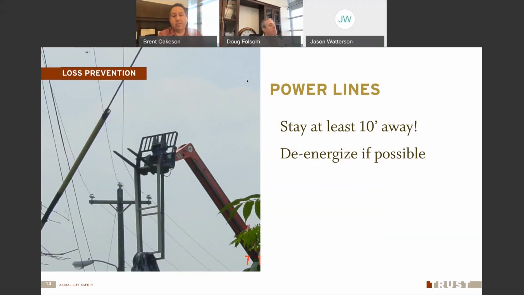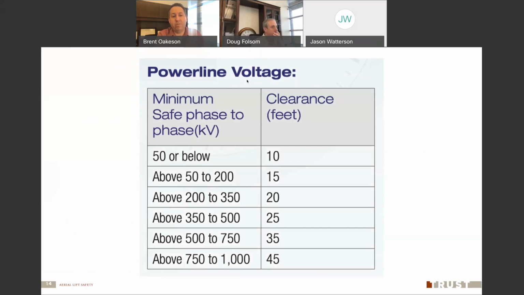If possible, de-energize. That's the best way to eliminate the hazard that you're working around. It may not always be possible, but turning off the power to those lines really eliminates that so that you can get up and work in those areas. But know your distances: stay at least 10 feet away, and depending on the voltage, there is a certain distance you need to stay away.